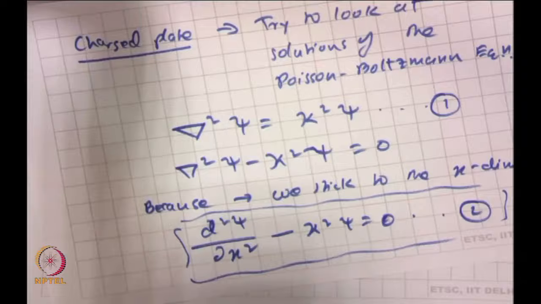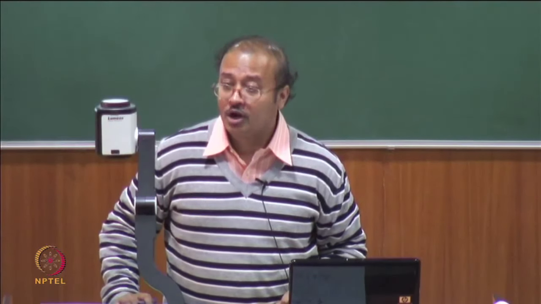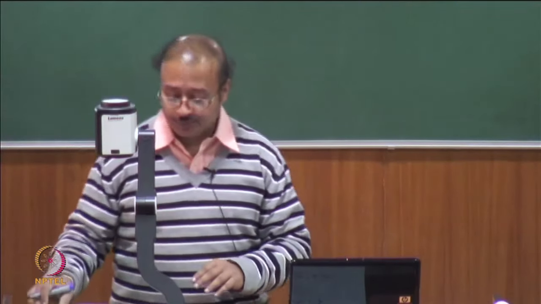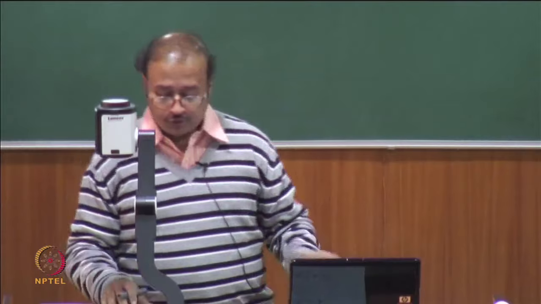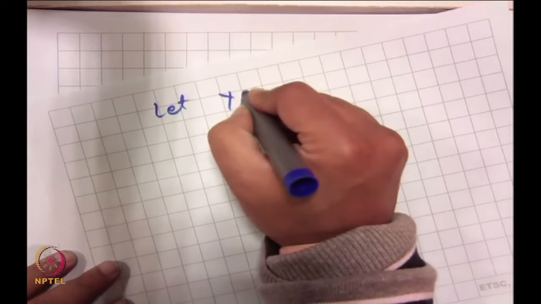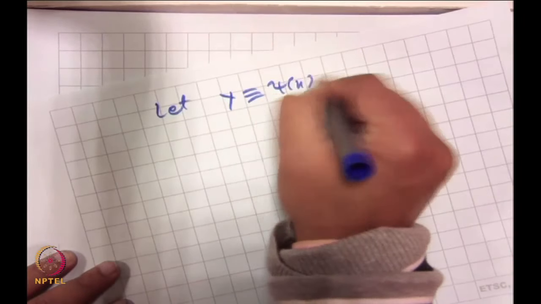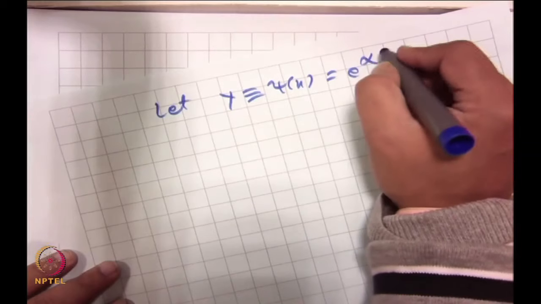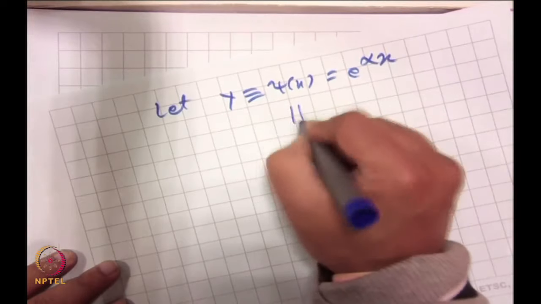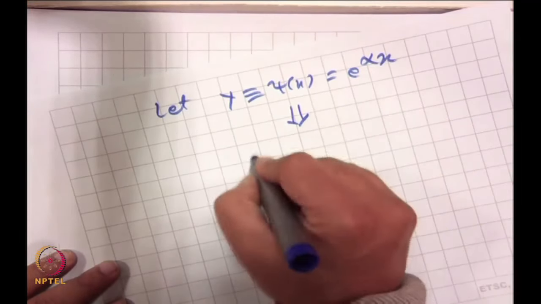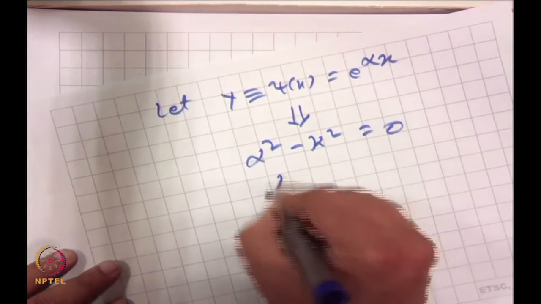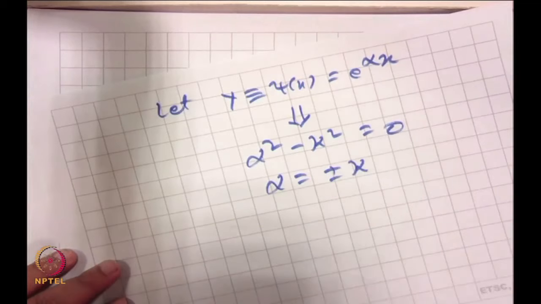Now, what do you think is the solution, or the solutions, of this equation? How do we solve this differential equation? This obviously we are not going to do here, but what can you do to try to solve it? We can let y, or in this case psi of x, be e to the power alpha x. Then what we come up with, and you should do this by yourself, is alpha squared minus kappa squared equals 0, and we get alpha equal to plus or minus kappa.